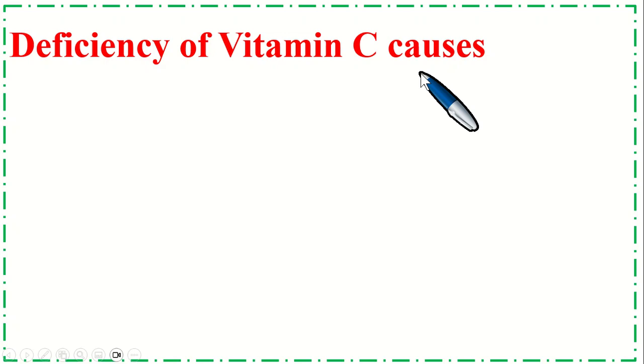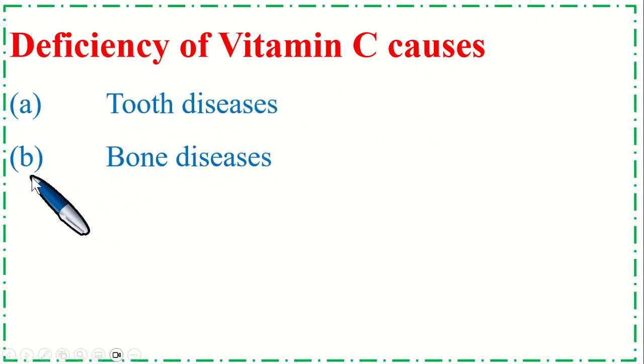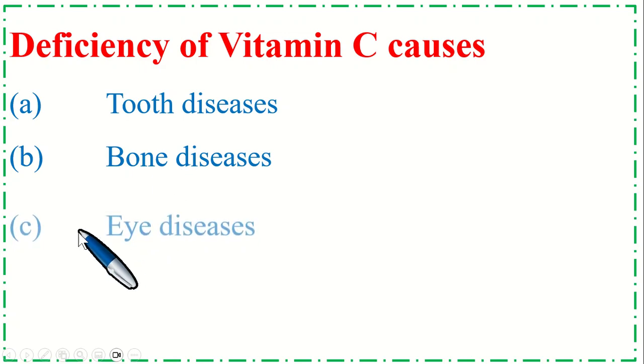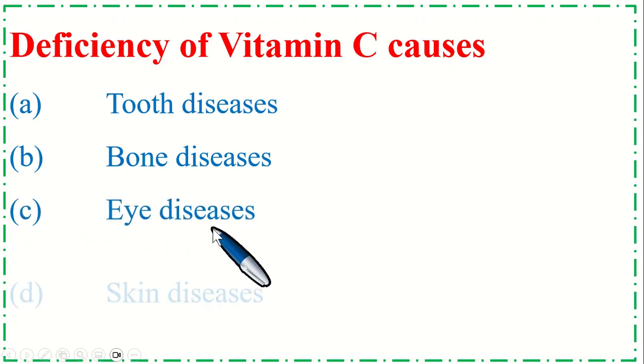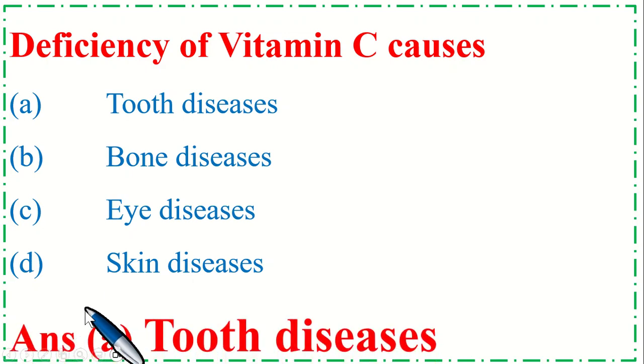Deficiency of vitamin C causes option A, tooth disease. Option B, bone diseases. Option C, eye diseases. And option D, skin disease. So the correct option is A, tooth diseases.